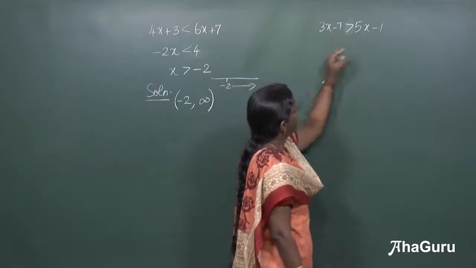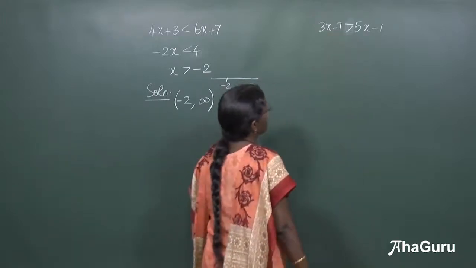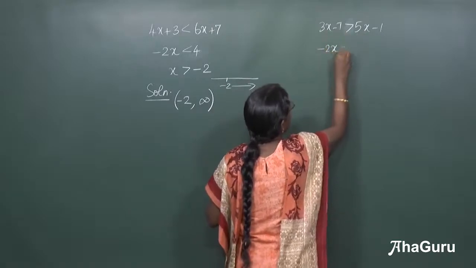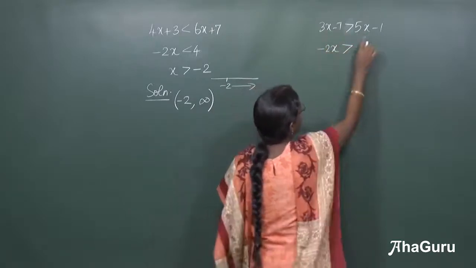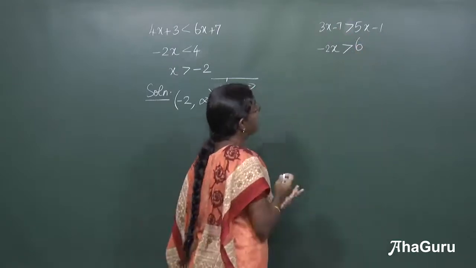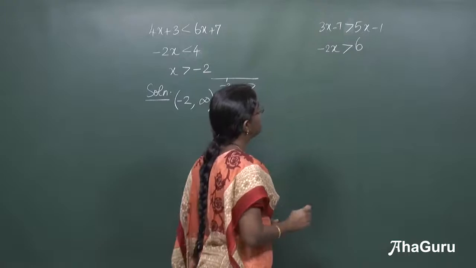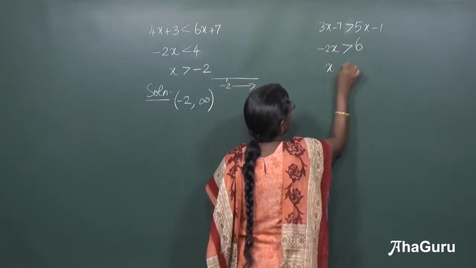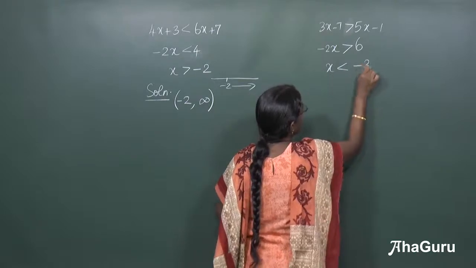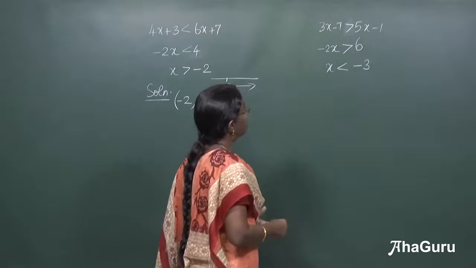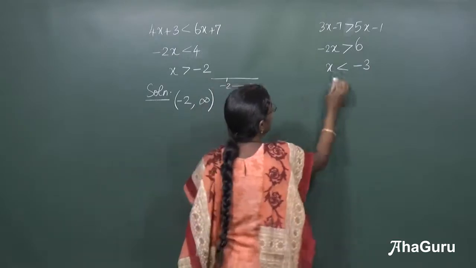3x minus 7 is greater than 5x minus 1. So, take x terms to one side, you get minus 2x to be greater than minus 1 plus 7, or it will become a 6 here, correct? 7 minus 1 or a 6. I will divide both sides by minus 2, the inequality is going to change. So, you get here x is less than 6 by minus 2, or minus 3.